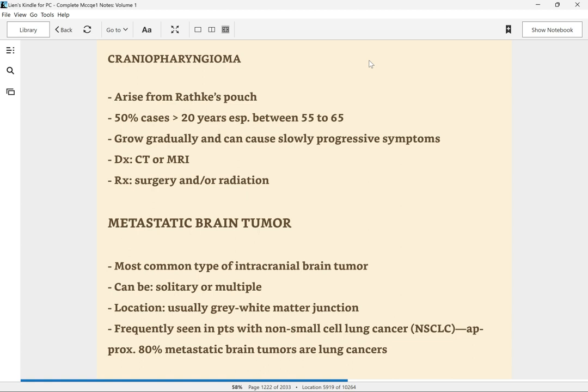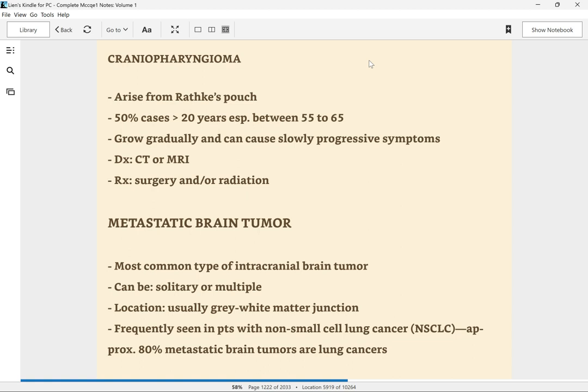Craniopharyngioma arises from Rathke's pouch. 50% of cases occur in those under 20 years, especially between 55 and 65. It grows gradually and can cause slowly progressive symptoms. Dx: CT or MRI. Rx: surgery and/or radiation.